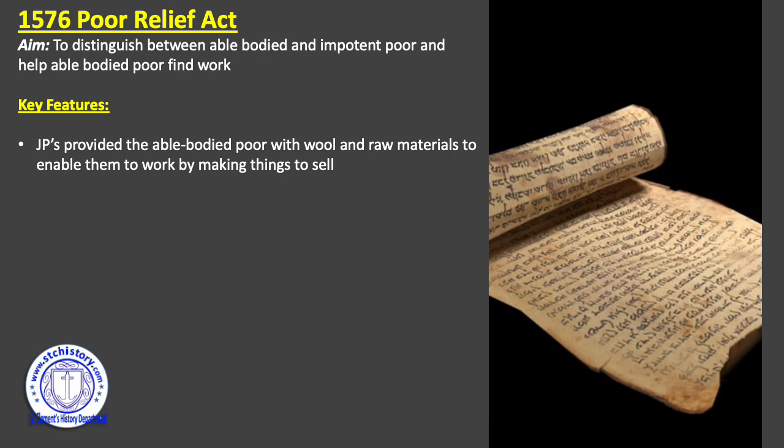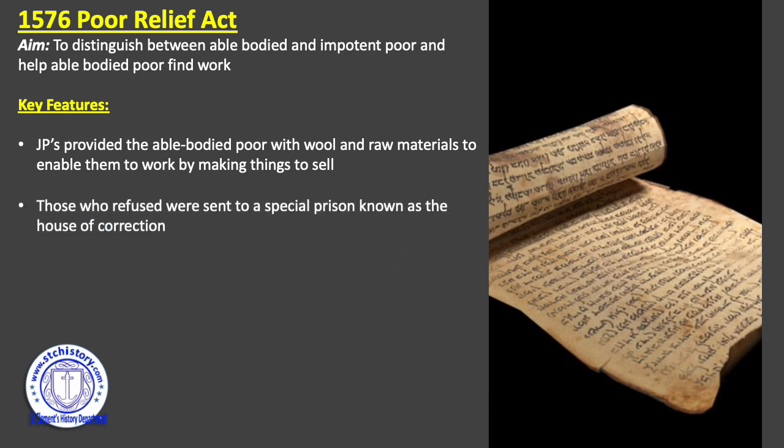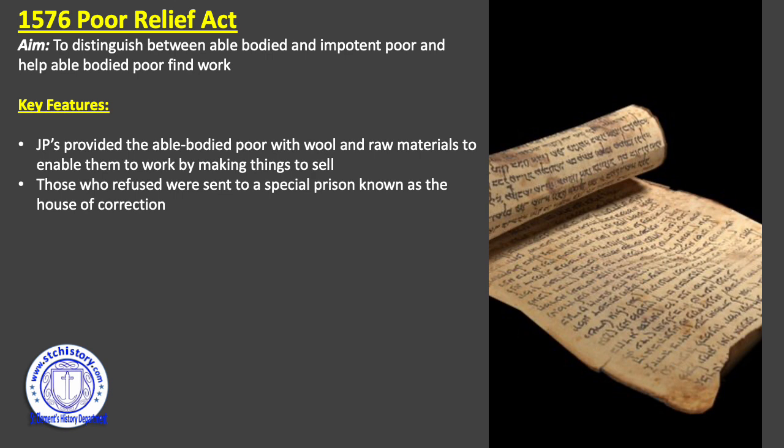It's complicated, but the feature is there, the idea is there that it is entirely possible. A second feature of the Poor Relief Act is those who refused were sent to a special prison known as a house of correction. So if those able-bodied people who refused to take the help, the raw materials or the wool, then they'd go to prison, a house of correction. And that kind of thing really carried on right into the Victorian period, where the poor were sent to horrible places if they refused to work or whatever it might be.